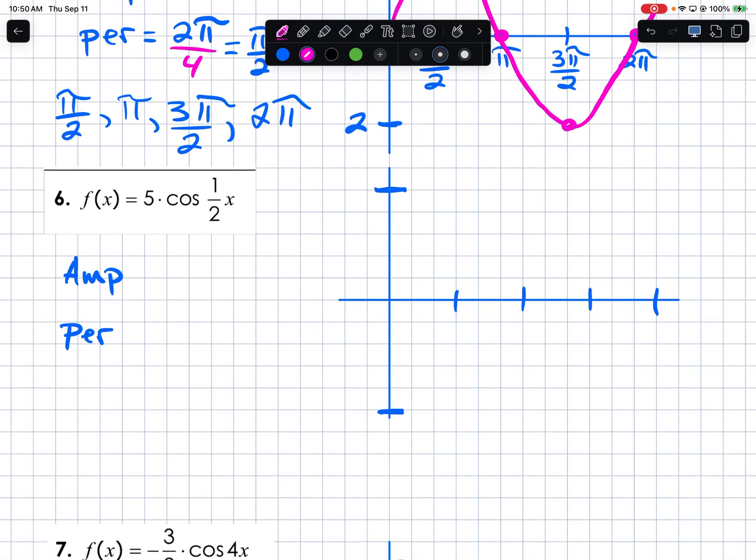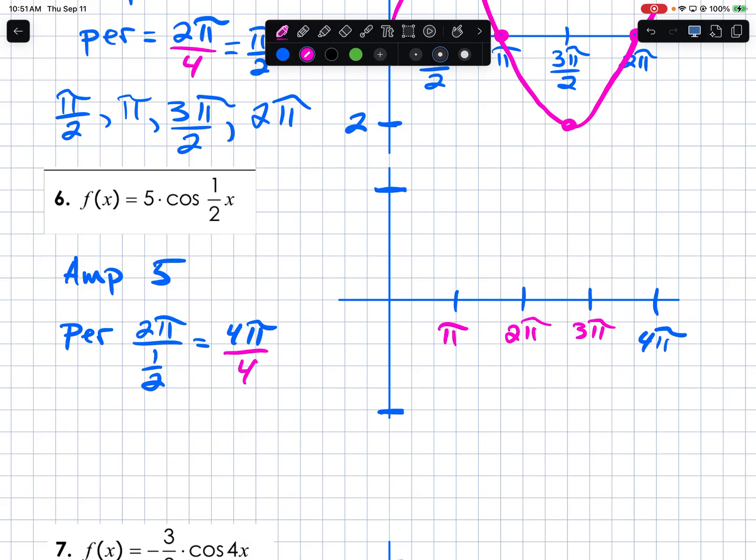What's the amplitude of number 6? Amplitude's 5. So the period is 2 pi over 1/2, which equals 2 pi times what? So 2 pi times 2 is 4 pi, right? So our end of the graph here is 4 pi. So what's in between? If we divide by 4, then we have pi, 2 pi, 3 pi, 4 pi, right? It's easy when it's just going by pi's, right? Because you just count.